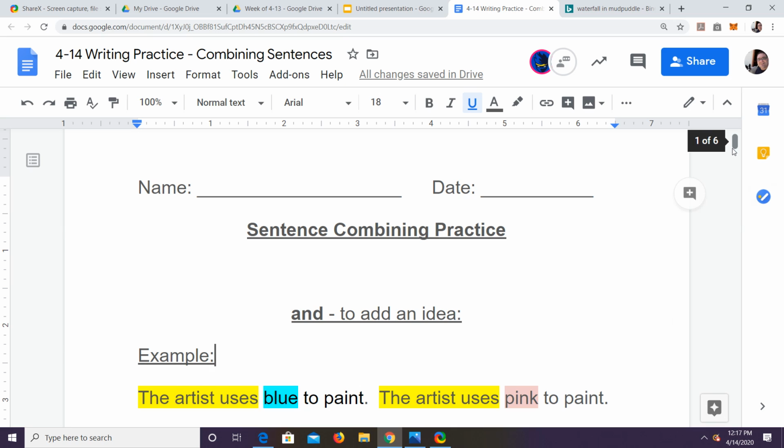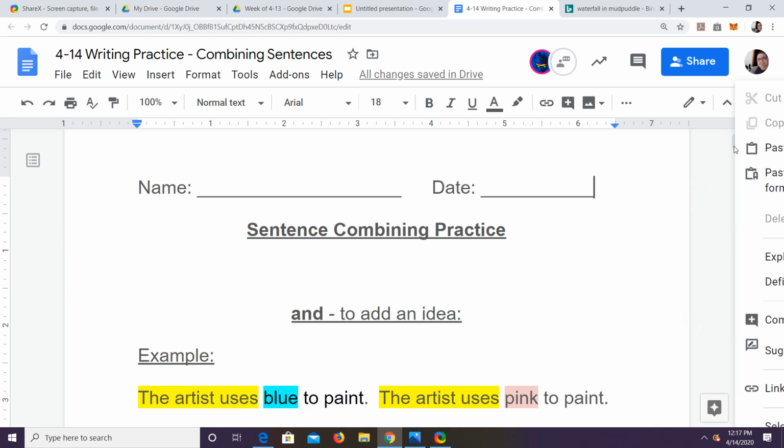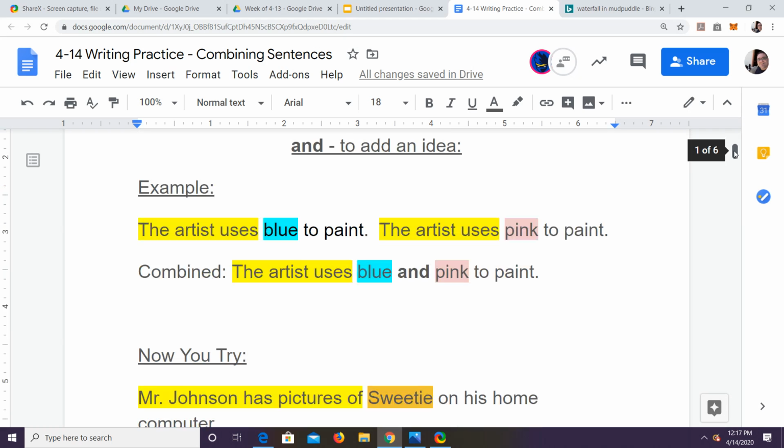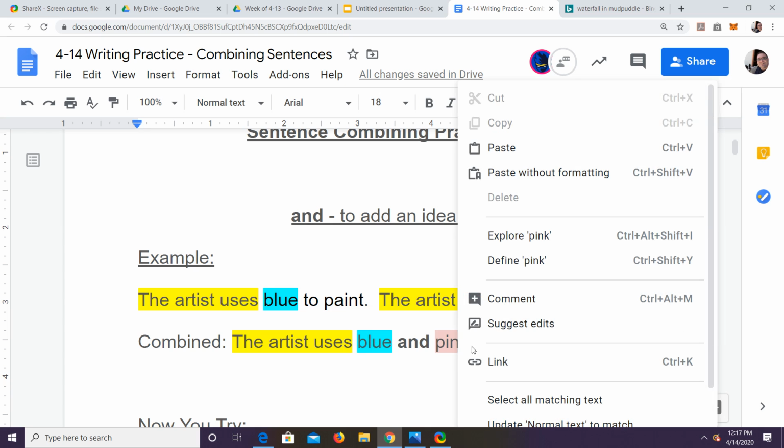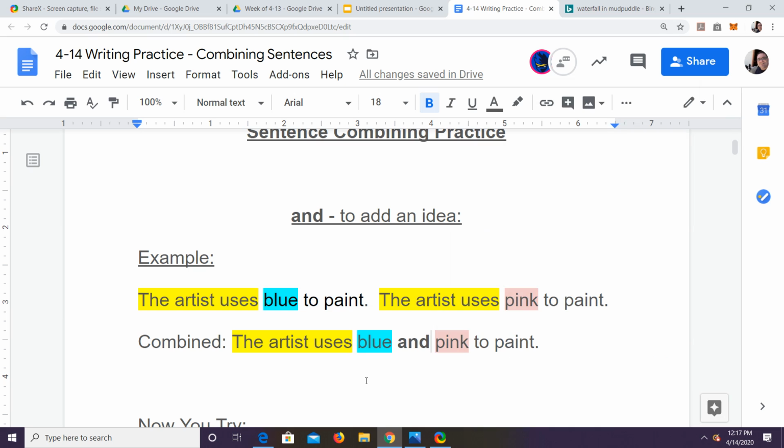So what's different is the blue, using blue to paint, and using pink to paint. So that's why I put together right here, the artist uses, that's yellow just once, the artist uses blue and pink to paint. Think of and like this. You're putting stuff together, it's like adding. Like 1 and 1 equal 2. Because you add one color here, it's going to make 2 colors here.